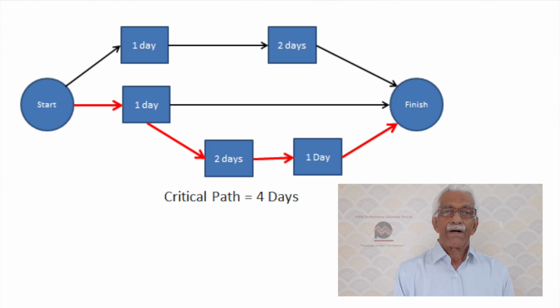So the critical path can have some float in them. Some activities can have float. Float is nothing but the activity which has a duration less than the critical path activity. So you can maybe stretch out those activities a little bit. It won't delay the project, right?